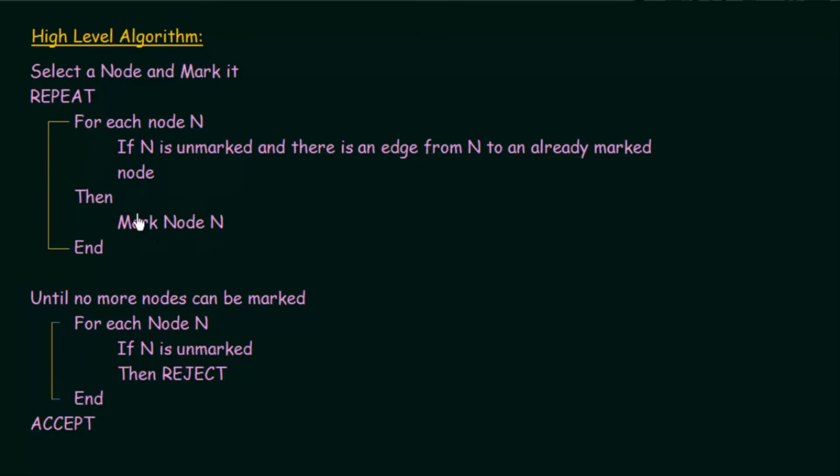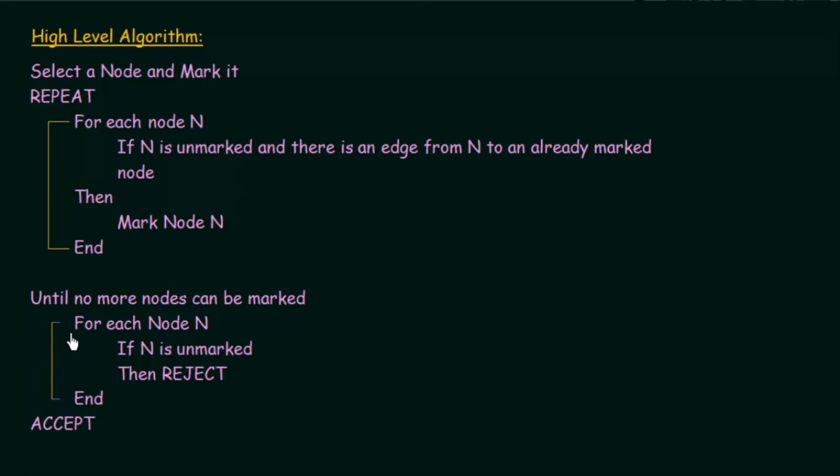So for every node we check that if that node is unmarked and if there is an edge from that particular node to an already marked node, then we mark that node as well. So by doing so, we are going to find out which are the edges connecting those nodes. And then we end this when no more nodes can be marked. So we continue this process until no more nodes can be marked. So we see that when we are doing this, if there is a disconnection or if there is a missing path between two nodes, then that will not be marked.